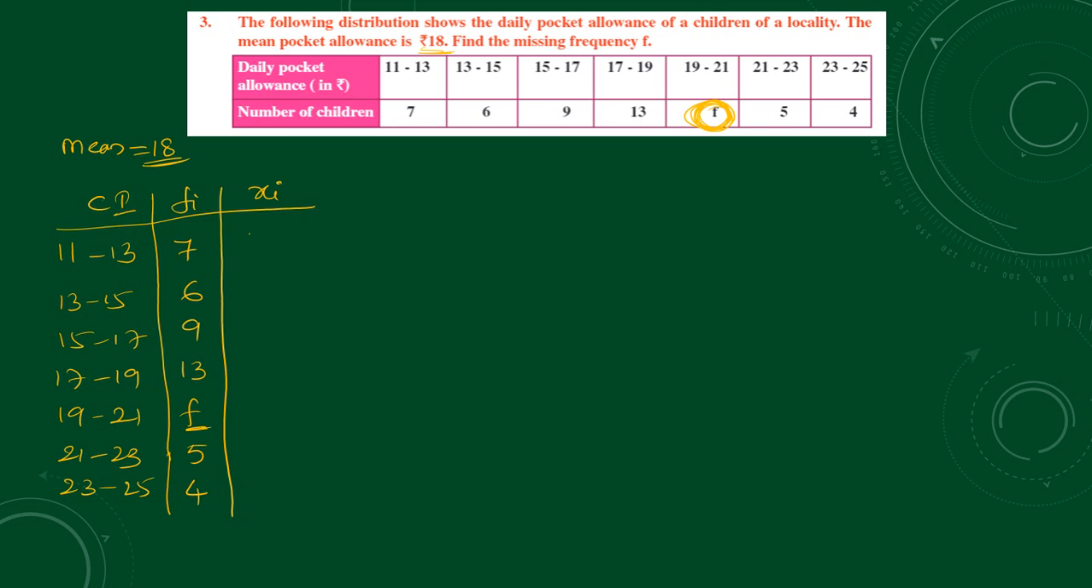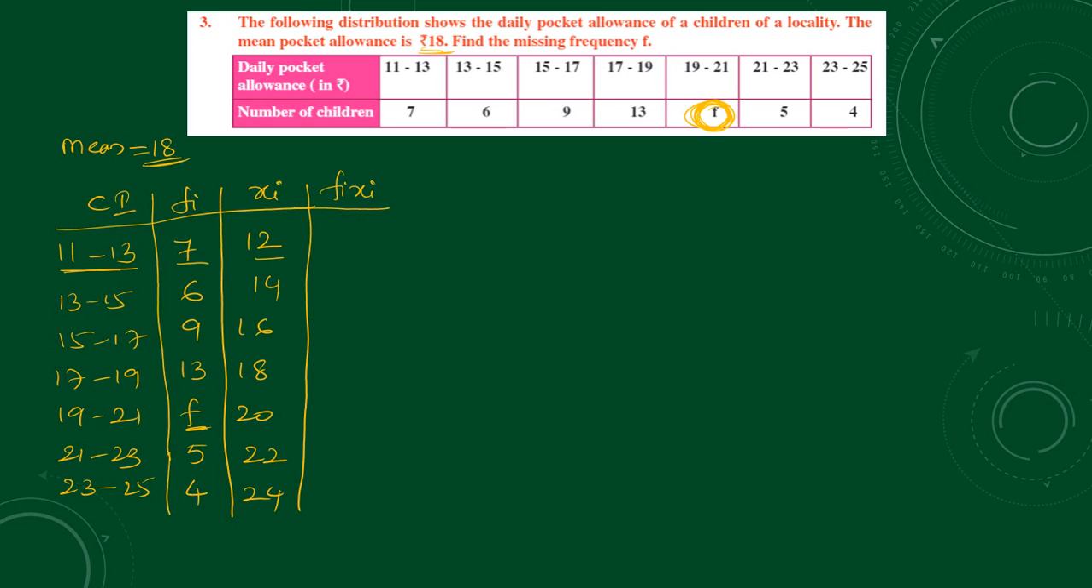So xi is clearly 12. So 11 plus 13, 24 by 2, 12. After that, plus 2 I need to add. So 14, 16, 18, 20, 22, 24. Now finally, what is the final column? fi into xi. That means I need to multiply these two.